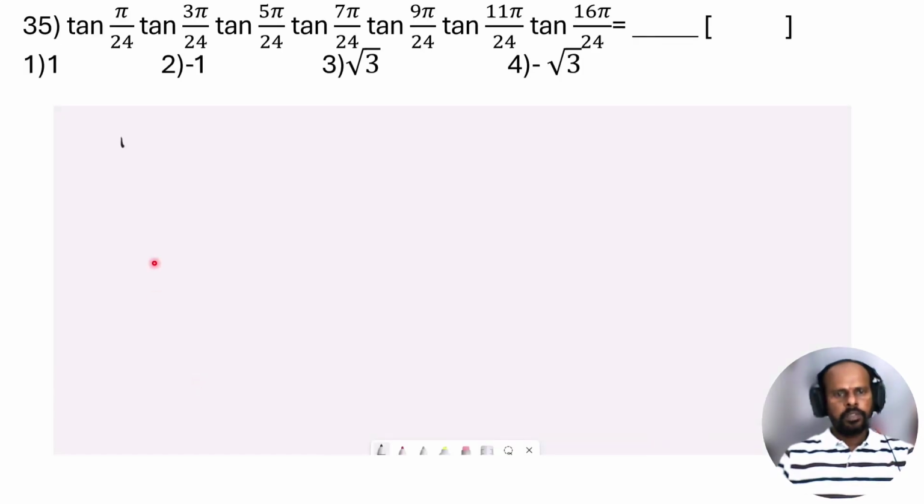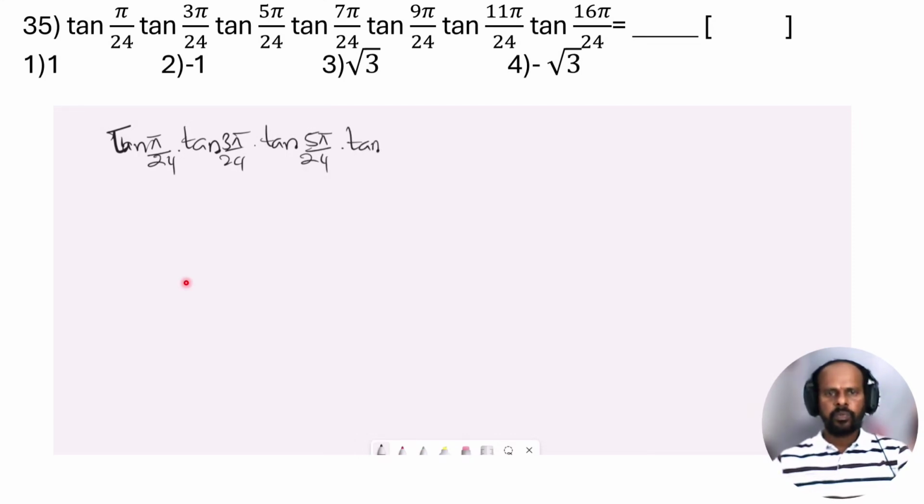So here also we have to find the value of this: tan π/24, tan 3π/24, and tan 5π/24. Next tan 7π/24, and next tan 9π/24. Next two terms are tan 11π/24 and tan 16π/24.